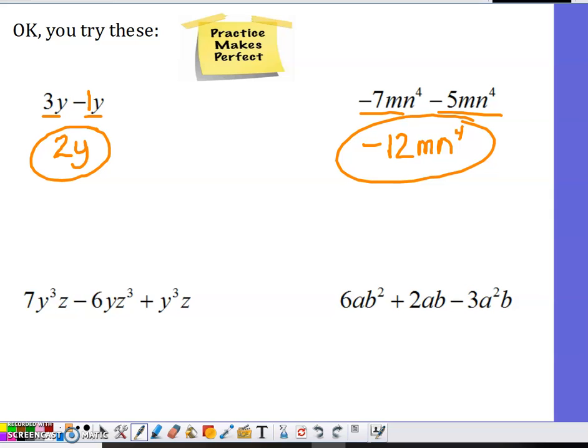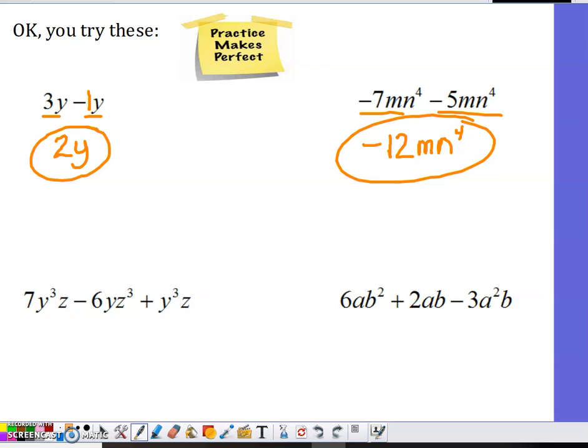Looking at this second page, the top one, you have 3y minus y. Remember, if there's no coefficient explicitly written there, we know it's a 1. So it's 3y minus 1y. So 3 take away 1 is 2. So you're left with 2y.